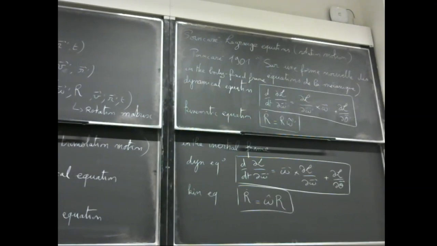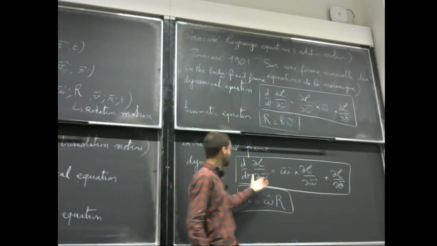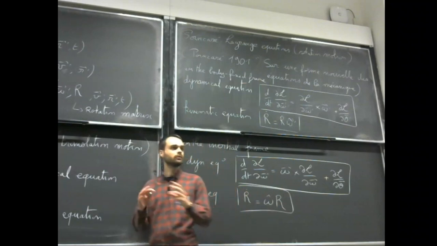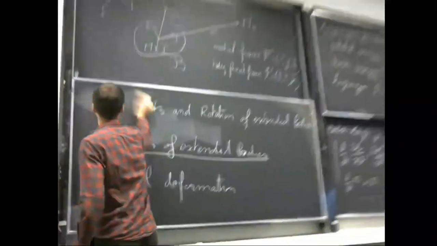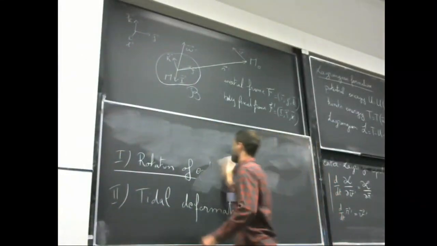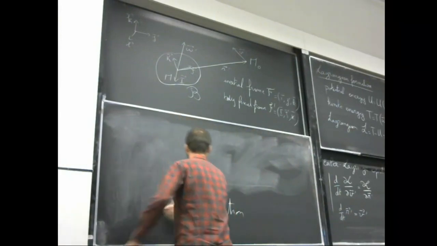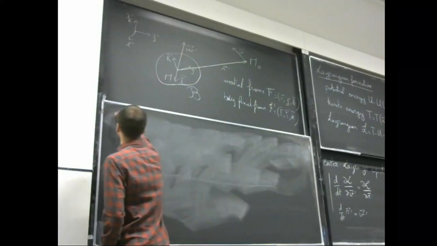So these are not, I would say, canonical Euler-Lagrange equations because there is this vector product, but I like this formalism because we are using the natural variable to represent the system. So, let's start with the kinematic equation.